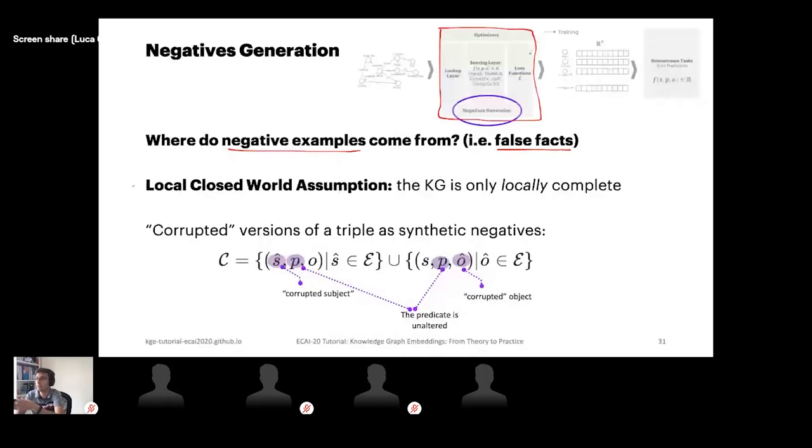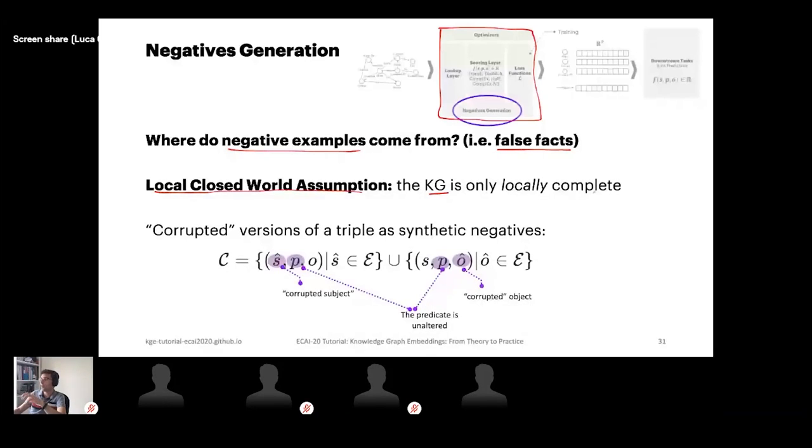False statements, negatives, are required for a successful training. So that means that we do a bit of a hack, right? In this community, what is done is that we leverage something called the local closed world assumption, right? So we say, all right, let's try to generate some negatives. Let's try to make up some false facts, but let's try to do so with a grain of salt, right? Let's assume the knowledge graph is only locally complete, right?